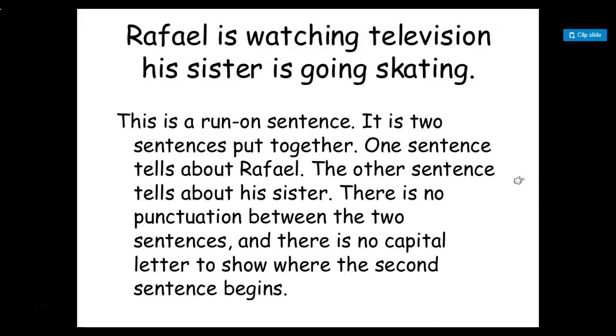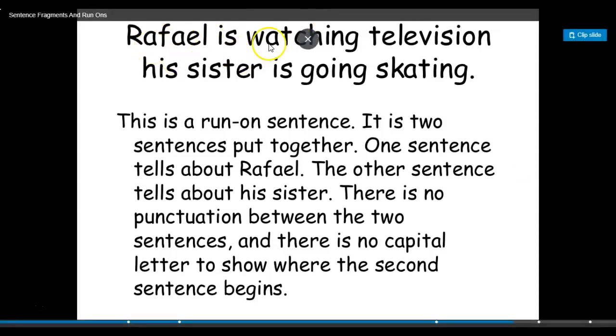It's two sentences put together. One sentence tells us about Rafael, the other sentence tells about his sister. There's no punctuation between the two sentences, and there's no capital letter to show where the second sentence begins. It's also missing a conjunction, which could happen to put those two sentences together to make a compound sentence. Rafael is watching television, and his sister is going skating, and would solve the problem of that sentence.